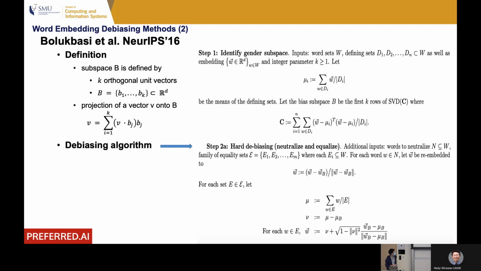The first step is just to take the mean vector of the words in the set E, normalized by the number of elements in the set. Calculate V as mu minus mu B, where mu B is the projection of mu on the subspace B. For each W belonging to E, calculate this vector. This vector is in the orthogonal subspace, and this constant here is just to make the new W unit length.